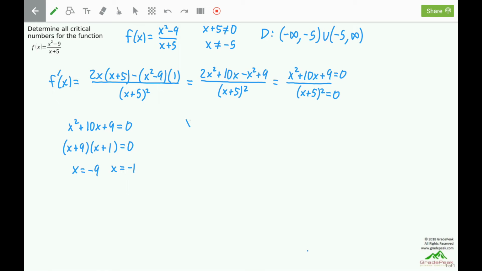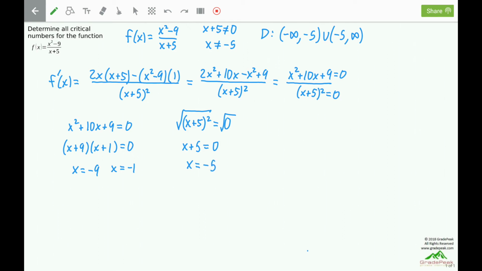Now to work with the denominator, (x plus 5) squared equals 0. The first thing to do is take the square root of both sides to get rid of the square power. Square and square cancel each other, leaving x plus 5 equal to 0. And we can subtract 5 from both sides, so x equals negative 5.